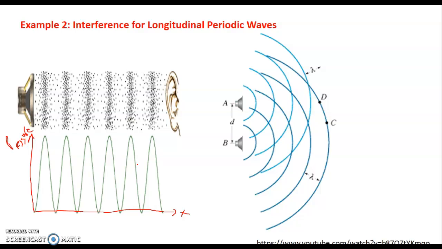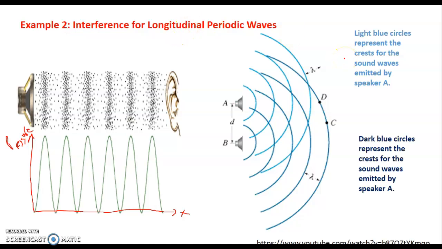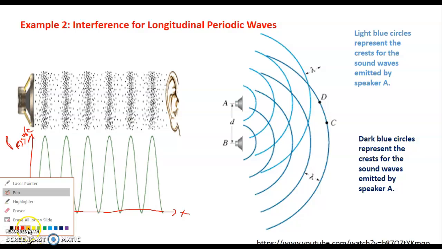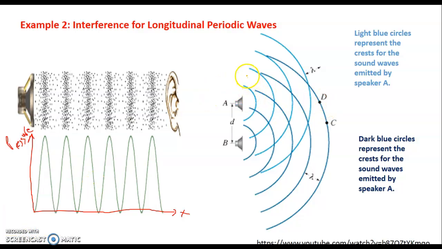The blue ripples here of each one represent the crests. Okay, so the light blue ripple circles represent the crests for sound waves emitted by speaker A, and the dark blue circles represent the crests for the sound waves emitted by speaker B. Now I'm going to represent the troughs, the ripples that represent the troughs for each one of them. So like for A, this region here is the trough. This is the trough for the sound waves emitted by A. It must be equidistant for sure from the crest.